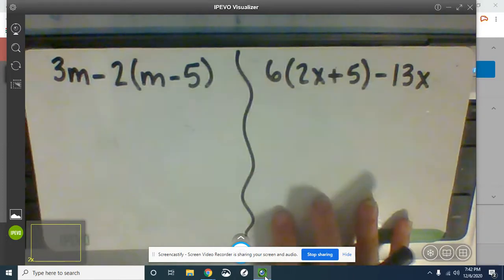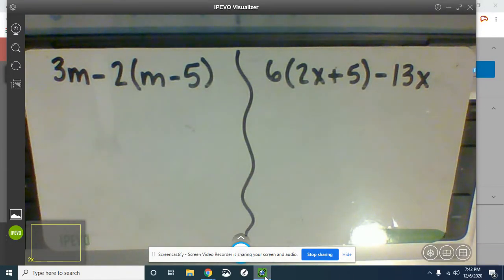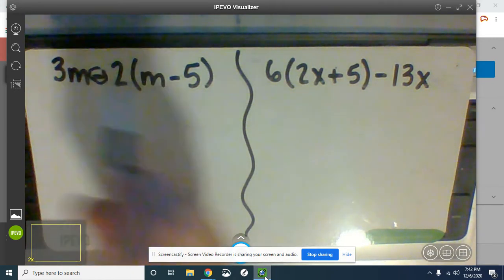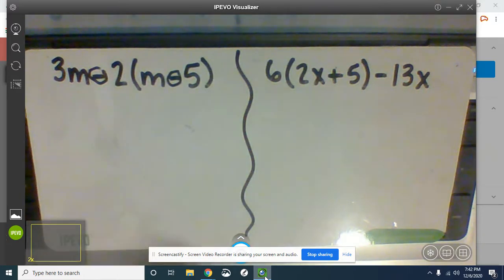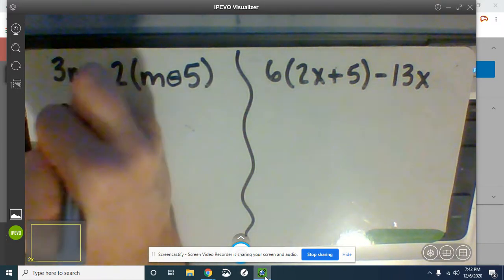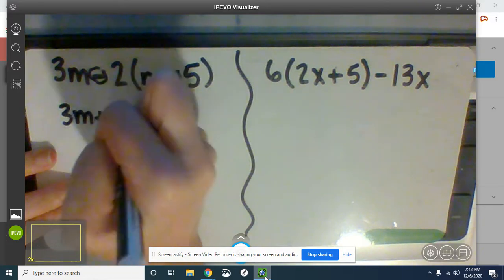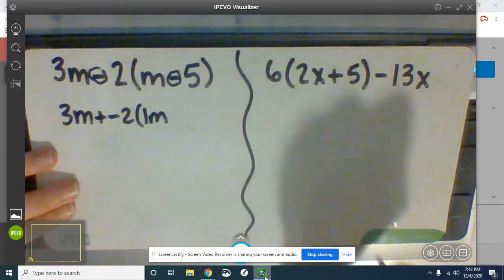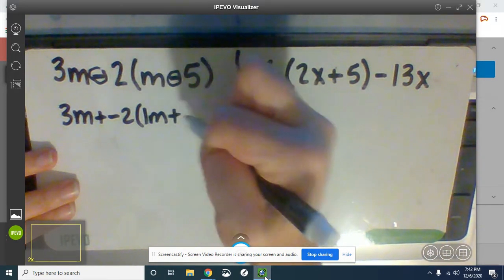All right, so now we're going to look at combining distributed property and combining like terms. So first things first, we're still always going to start by looking for subtraction. So for this example, we would write this as 3m plus -2, and then I'm going to put a 1 in front of that m, just makes it easier to operate later, then plus -5.